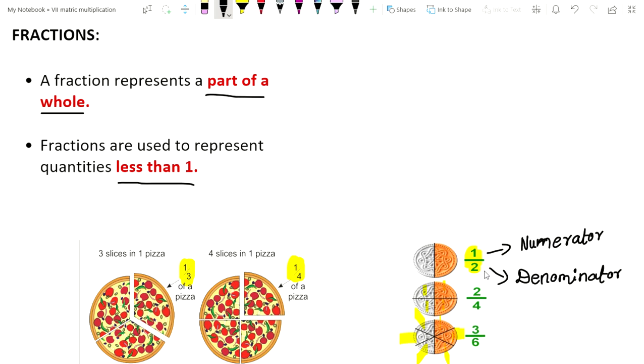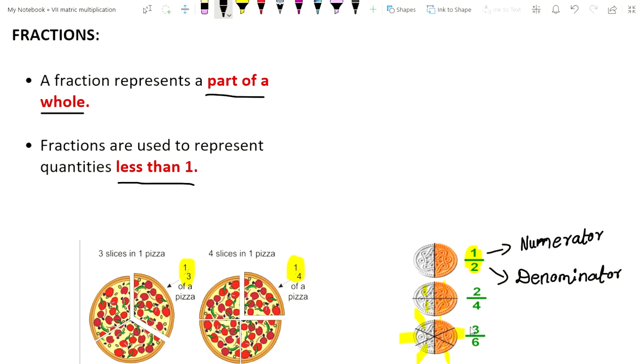Suppose here 2 parts are there. Out of 2 parts, I have taken only 1 part. So it represents 1 by 2. See here, totally we have 4 equal parts. Out of 4 equal parts, I have taken 2 parts. So the denominator represents the total number of equal parts. The numerator represents the number of equal parts which have been taken. Do you understand, children?